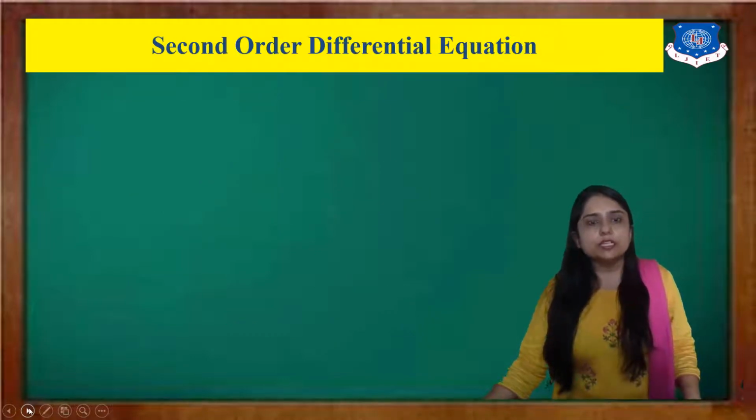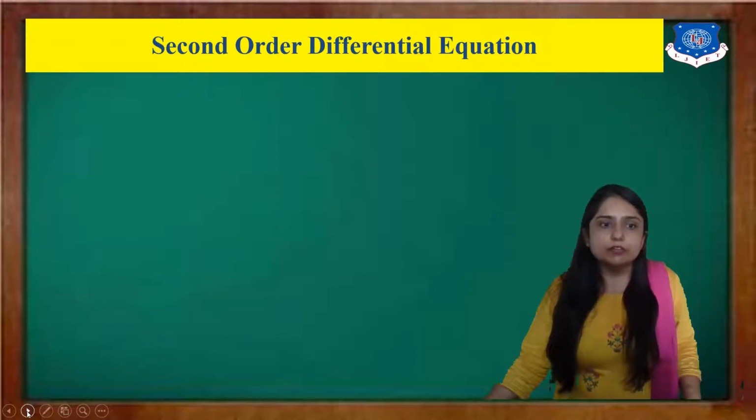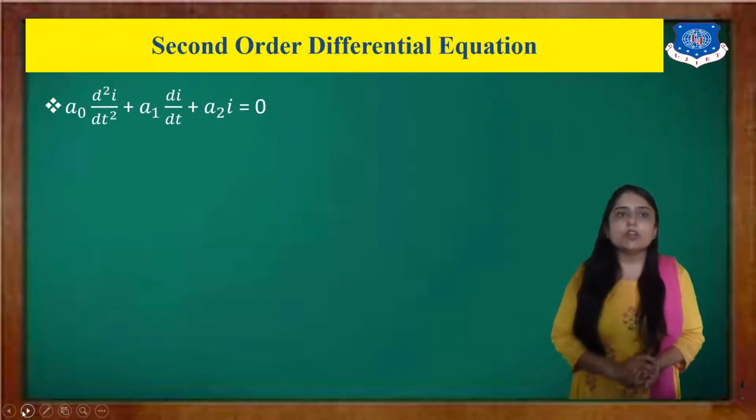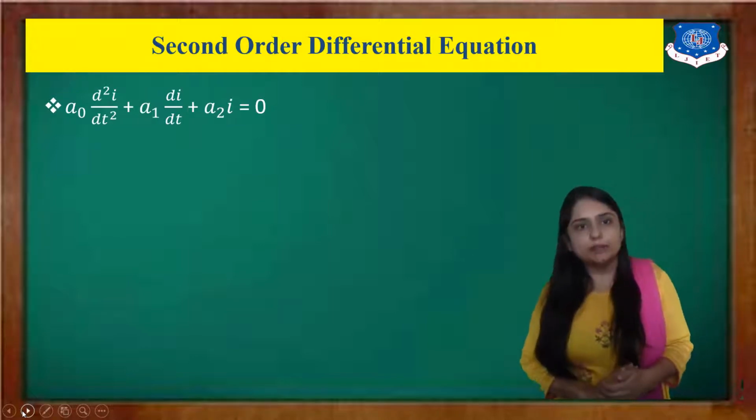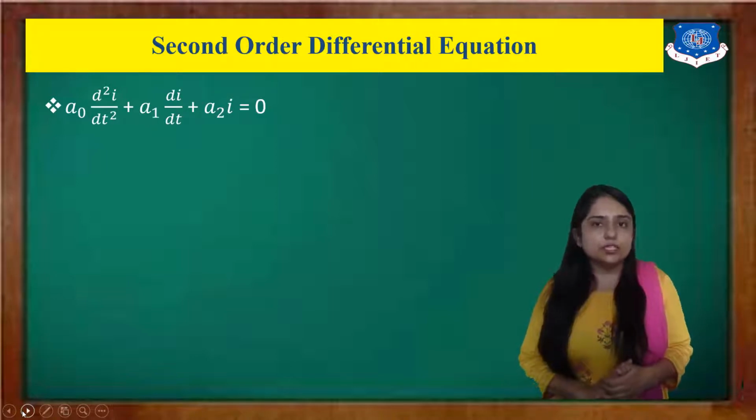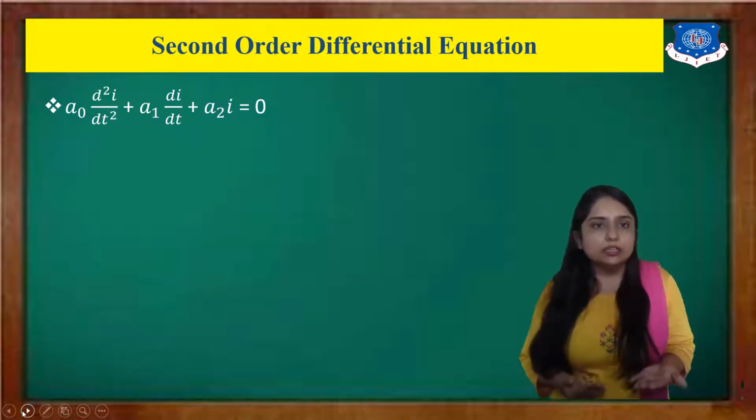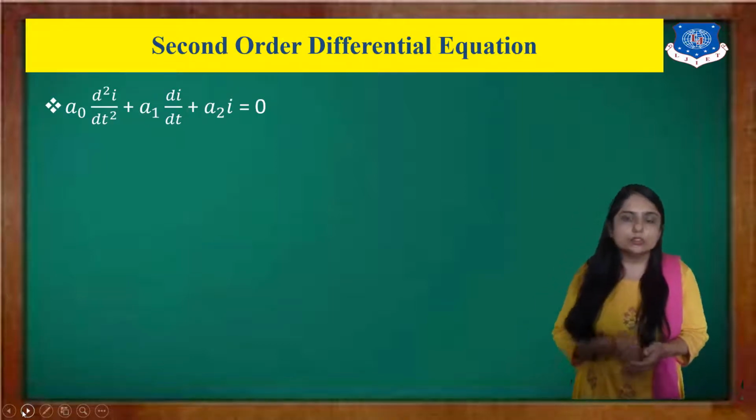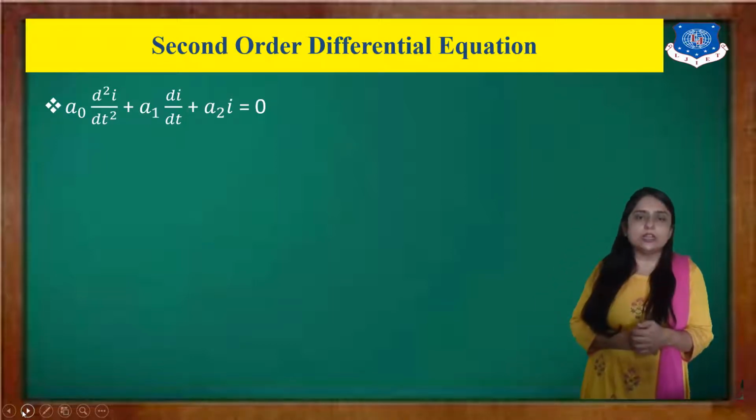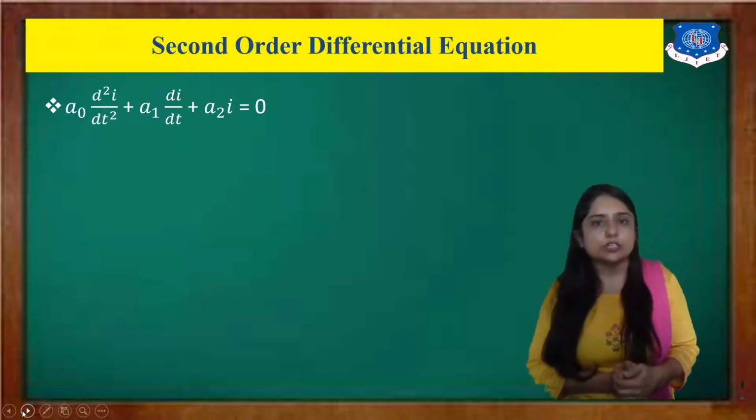First of all, we will see what a second order differential equation is. So the equation is A0 d square i by dt square plus A1 di by dt plus A2 into i equal to 0. Here you just check the power of the differentiation. That is 2. That's why this is known as a second order differential equation.